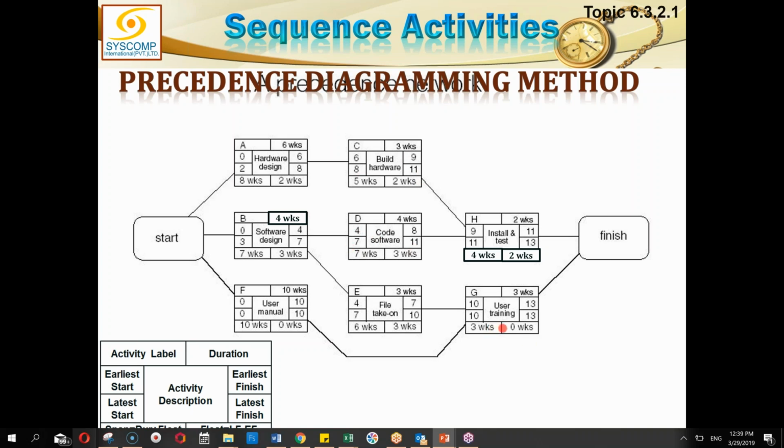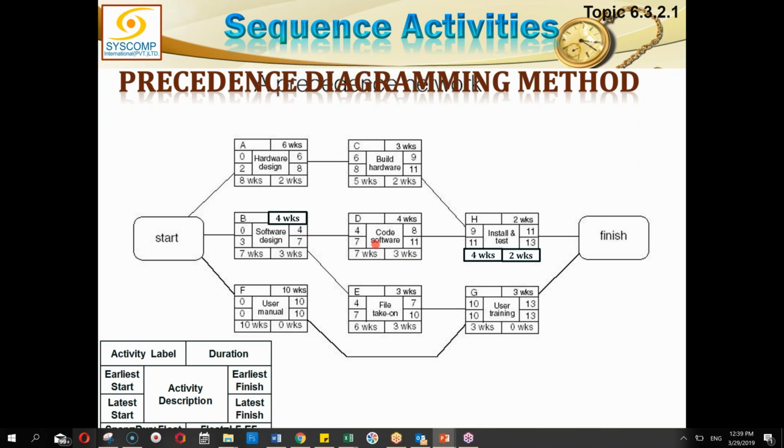As far as the 10, the latest start of G, is concerned, that will be transferred to E as latest finish and to F as latest finish. 10 minus 3 is 7, 10 minus 10 for F is 0. The only one data item which remains to be filled is B. We have got two links coming to B. One is from D and one is from E.